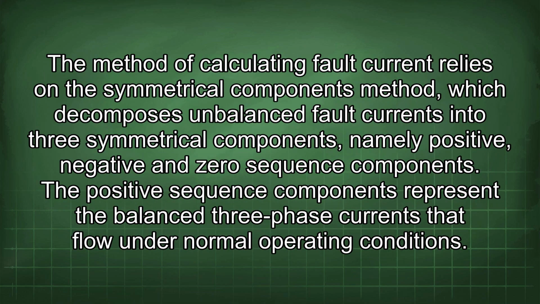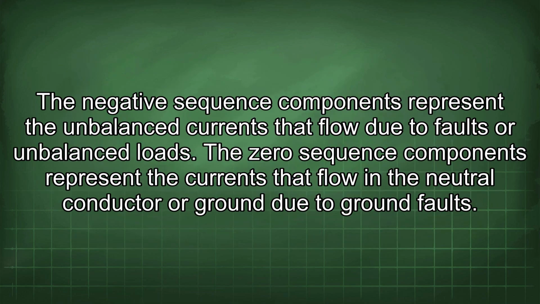The method of calculating fault current relies on the symmetrical components method, which decomposes unbalanced fault currents into 3 symmetrical components, namely positive, negative and zero sequence components. The positive sequence components represent the balanced 3-phase currents that flow under normal operating conditions. The negative sequence components represent the unbalanced currents that flow due to faults or unbalanced loads. The zero sequence components represent the currents that flow in the neutral conductor or ground due to ground faults.